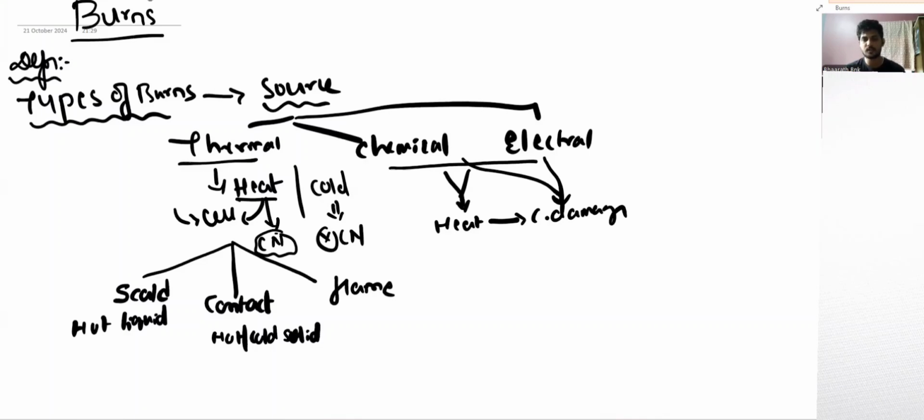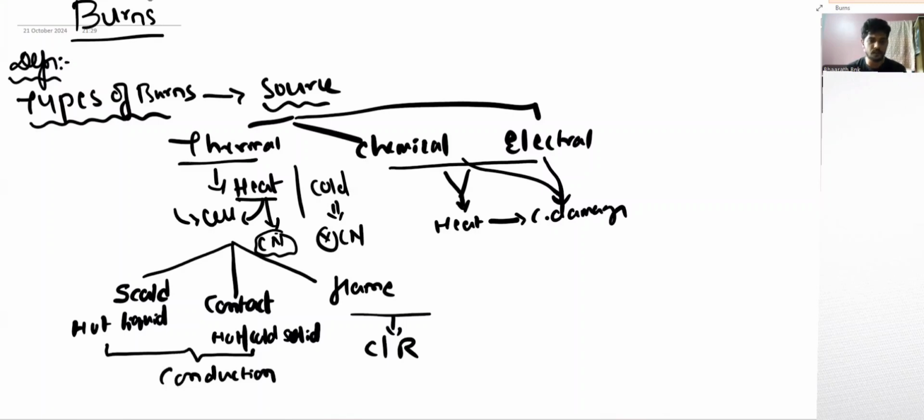In the last class, we discussed conduction, convection, and radiation. A flame would produce its effects because of convection and radiation, because there is no direct contact. But a scald and a contact burn would produce injury because of conduction. So with conduction the heat is transferred directly, and with the flame, convection or radiation transfers the heat. Now, when this happens, the severity of the burn depends upon the following features.